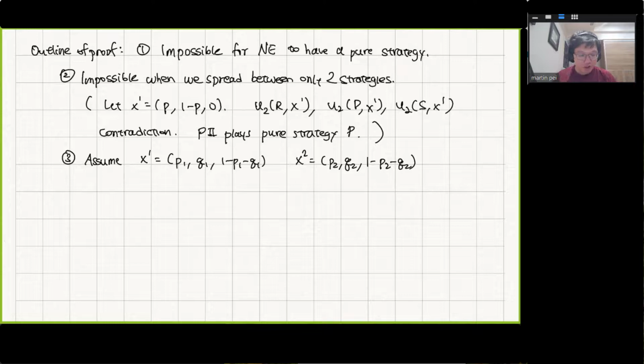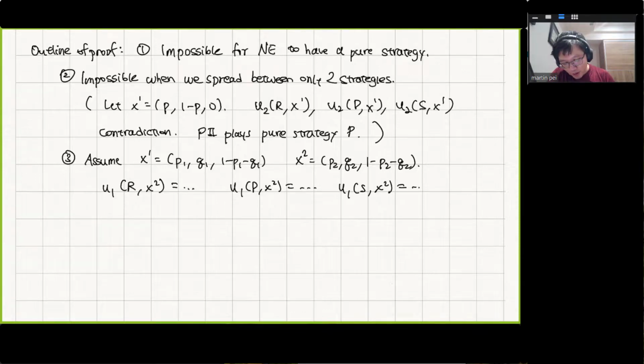So we have to assume that all three pure strategies are played. You're distributing over all three of them. Then you will need to calculate the utility. For example, if I calculate the utility for player 1 playing rock against x2, it is equal to something. The utility of playing paper is something. The utility of playing scissors is something. And they must be equal.